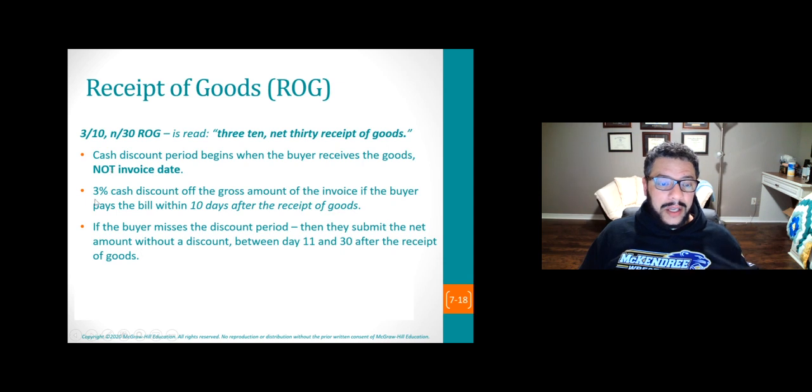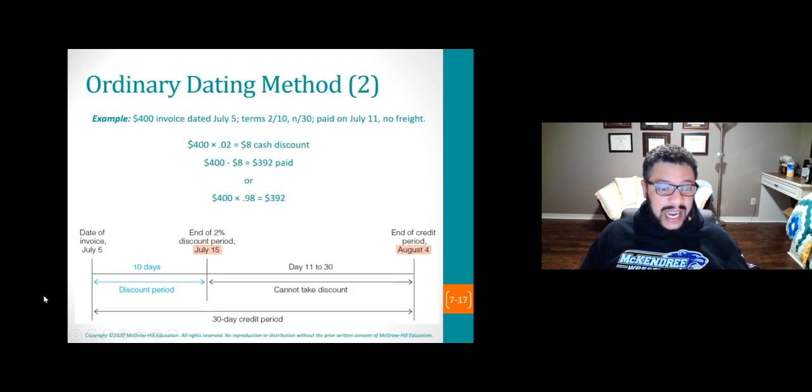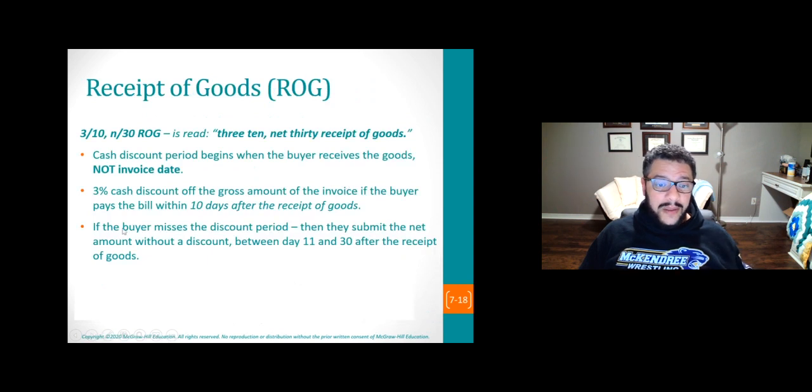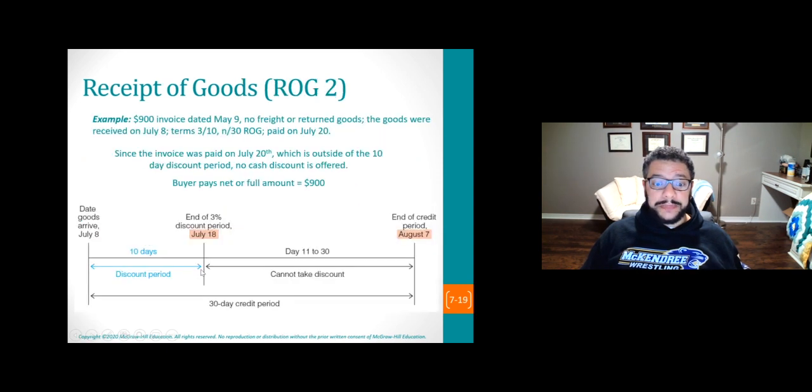Okay? So you get a 3% discount off the gross amount of the invoice if the buyer pays the bill within 10 days after the goods are received. So this starting date is something else. You start here with the date that it's actually received, and then you start counting 10 days. Okay? And then you go to 30 days to figure out when the whole thing is due. If the buyer misses the discount period, then they submit the net amount between day 11 and 30 of the receipt of goods. So let's look at this.